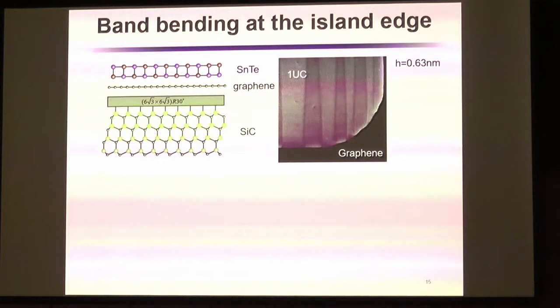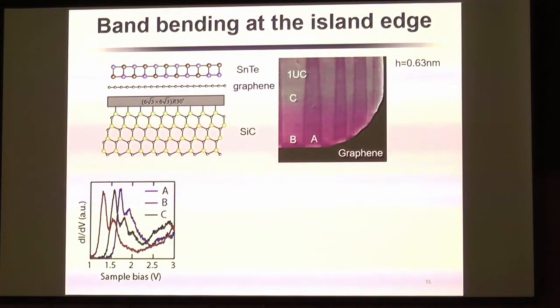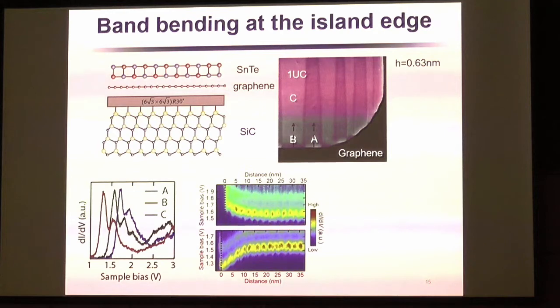If we do the dI/dV measurement at three points, A, B, C, we can see the gap edges actually will move. At the A point, it's around 1.5 volt. But for the B side, it's just 1 volt. Inside of the island, the edge actually is in the middle. So why is that? We can also measure the spatially resolved dI/dV spectroscopy.